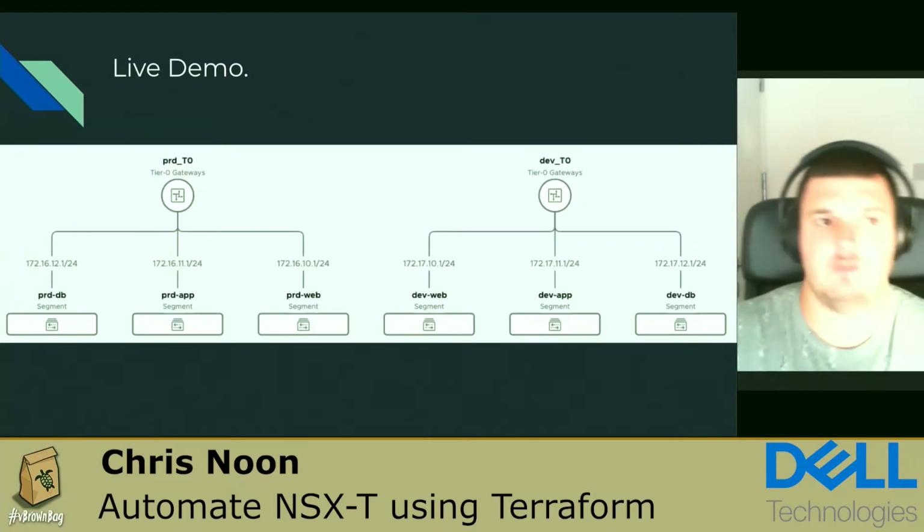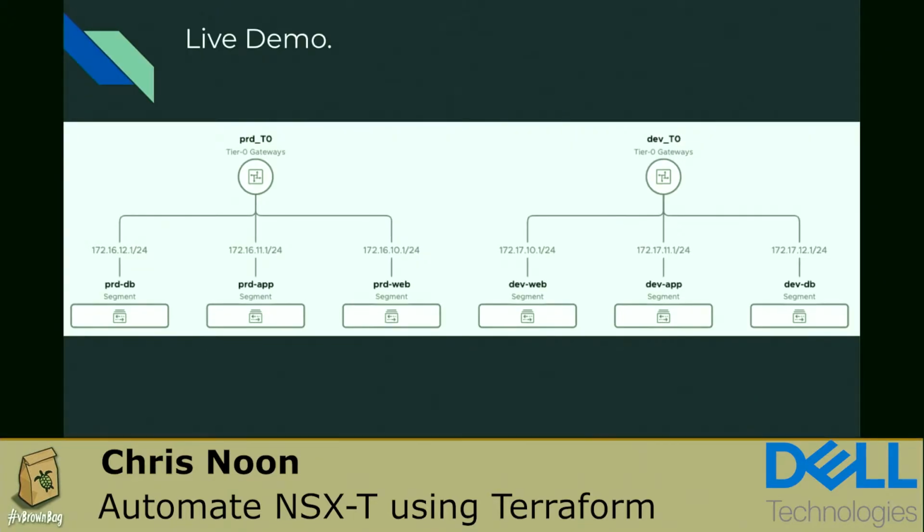So we haven't got a lot of time, so I want to jump into the live demo fairly quickly. But essentially what we're going to build out today is a production and a development environment. We're going to build a web, app and DB segment in each environment. What I'll do is I'll start by building out the segments. I'll then add the T0s into that, then I'll link them together. The demo is quite simple in the fact that it's only 3 segments linking to one T0 each.